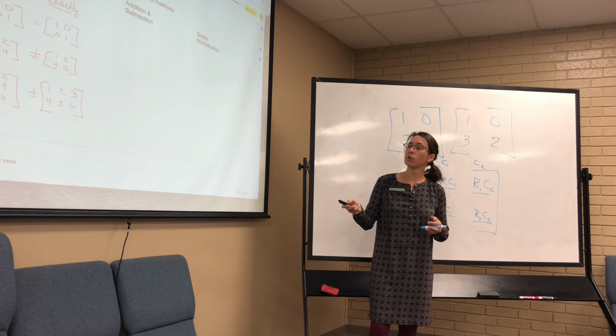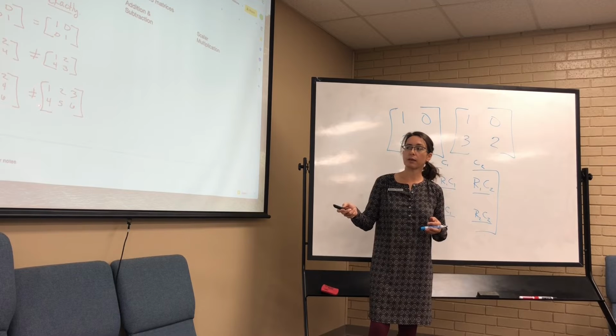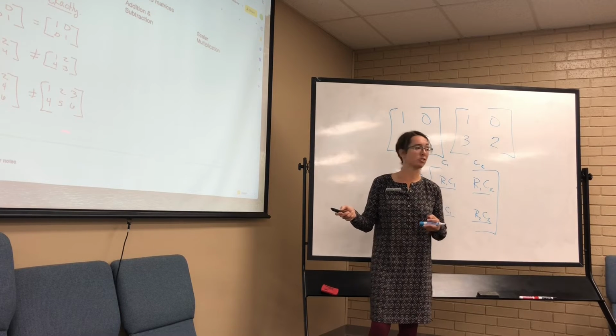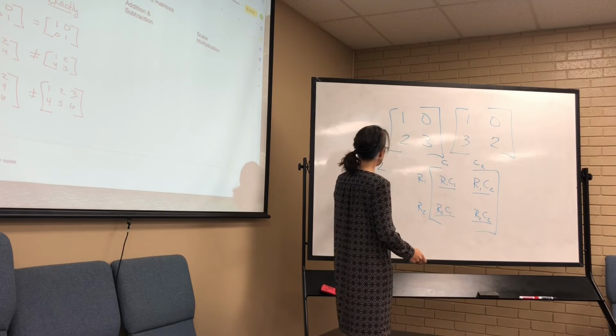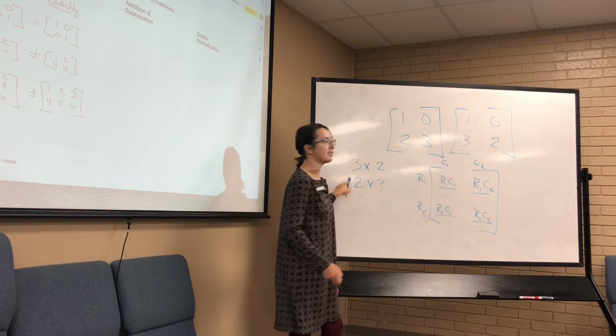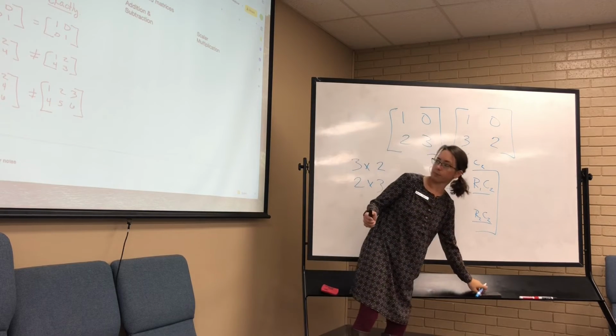It is not equal. The third one, we have a 3 by 2 matrix compared to a what? How would we label these? A 2 by 3 matrix. So automatically I have a 3 by 2 compared to a 2 by 3. They're not even the same dimensions. So they cannot be equal.